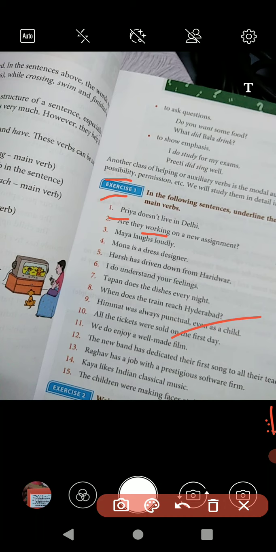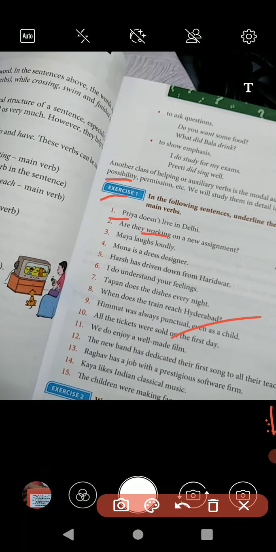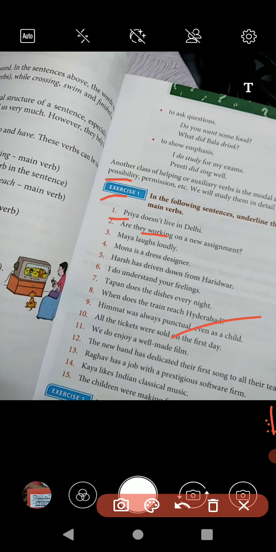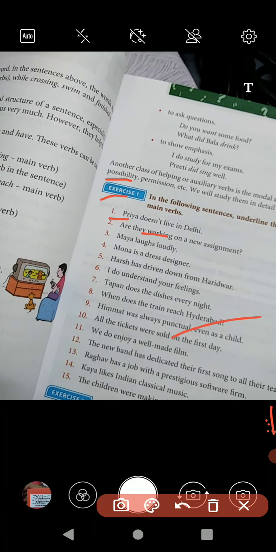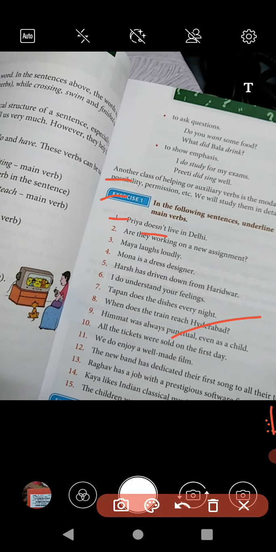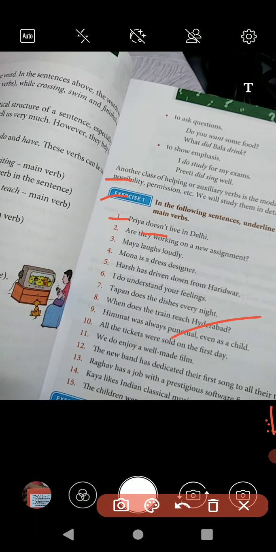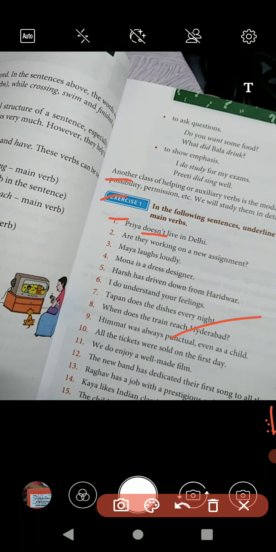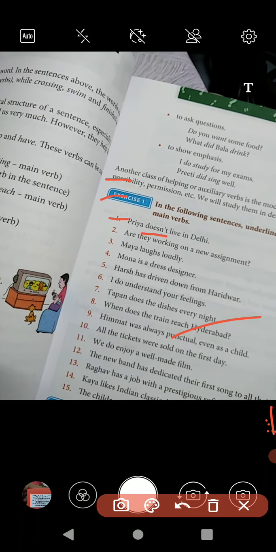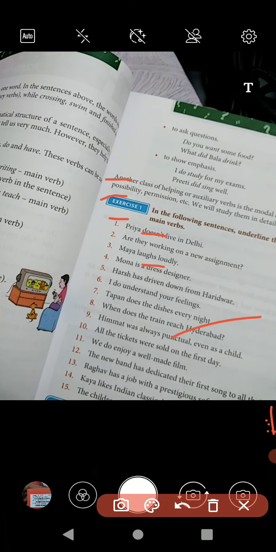Are they working on a new assignment? Now third sentence, Maya laughs loudly. How does Maya laugh? She laughs loudly. So in this sentence, we have only one main verb, that is laughs. So in this sentence, laughs is a main verb.